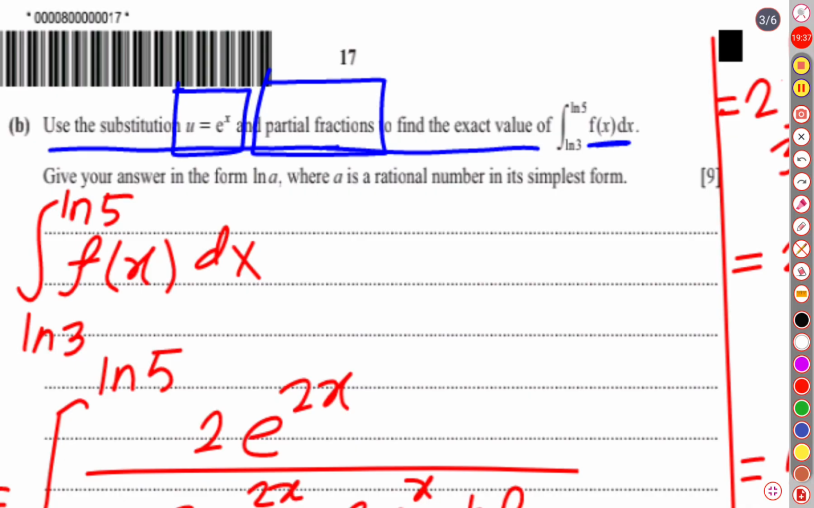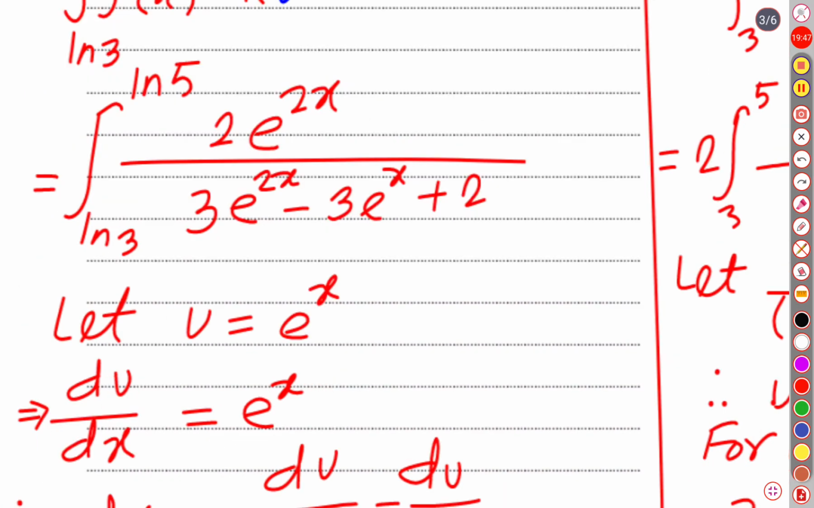Let's start the solution. First we have written here the integral from ln 3 to ln 5 of the function of x. Then we can write the same function. The function was actually 2 e raised to 2x over 3 e raised to 2x minus 3 e raised to x plus 2. Remember, it is neither a derivative nor anything else, it's just the simple function. Now they have told us to apply the u substitution method, with u equal to e raised to x.